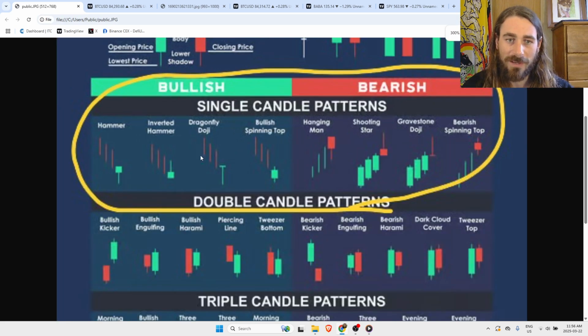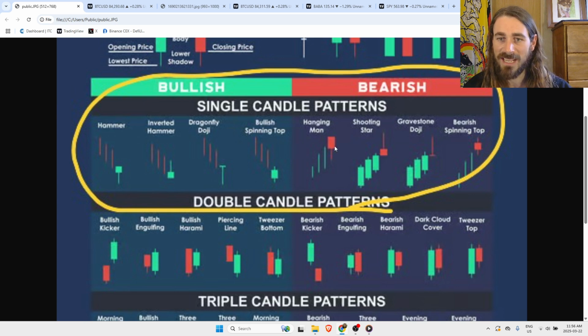We've got our dragonfly doji here, so that's that long tail to the bottom, and then that little green body right on the top of that wick. And then we see we've got our bullish spinning top, which is that equal wick to the up and down side with the little candle body here.